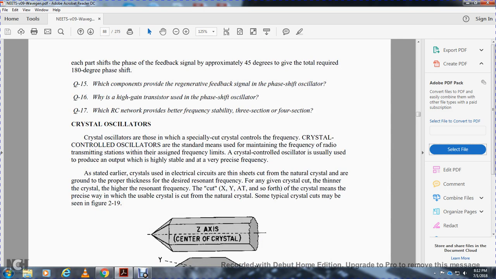Alright, crystal oscillators. Crystal oscillators are those with a specially cut crystal controlling the frequency. Crystal controlled oscillators are the standard means for maintaining the frequency of radio transmitting stations within the assigned frequency limits. Crystal controlled oscillators produce an output with high stability and a very precise frequency.